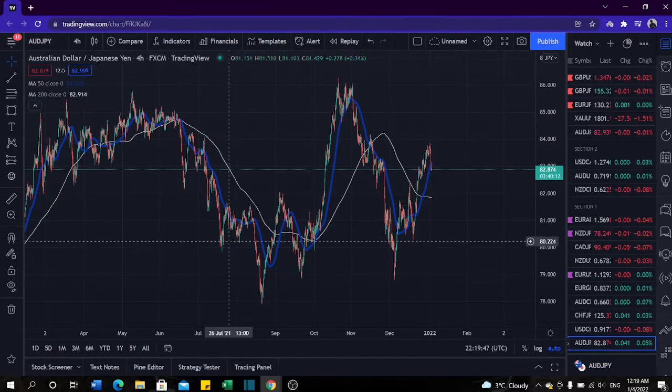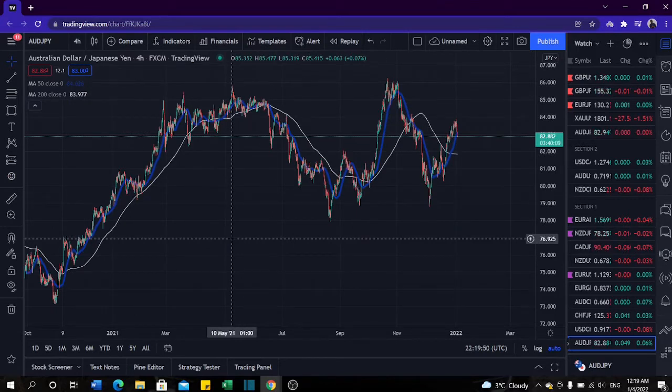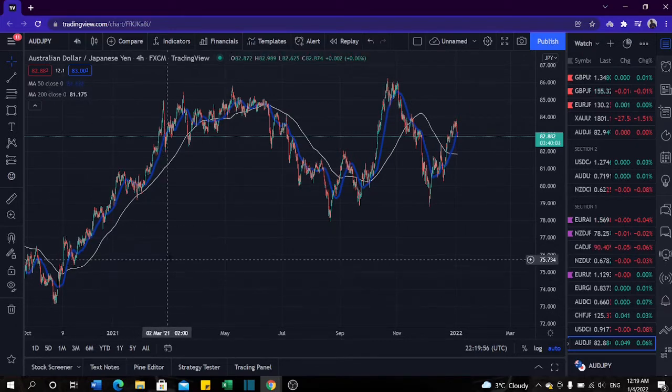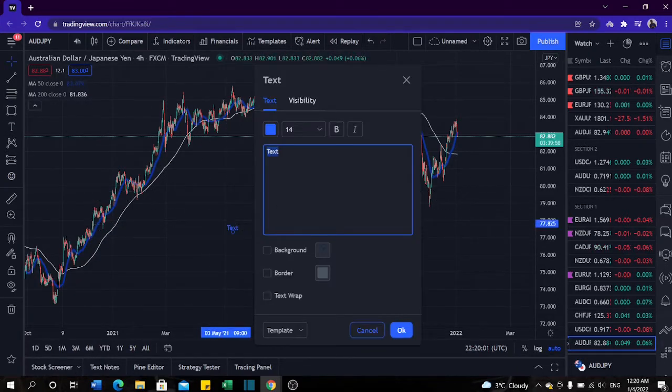So how can a trader use the 200 or the 50 moving average in trading? We already know two things so far: the 200 moving average serves as support slash resistance, and the 50 indicates momentum in the market.